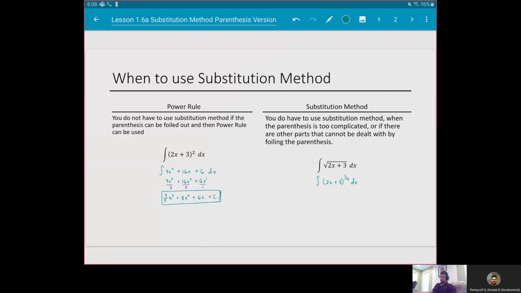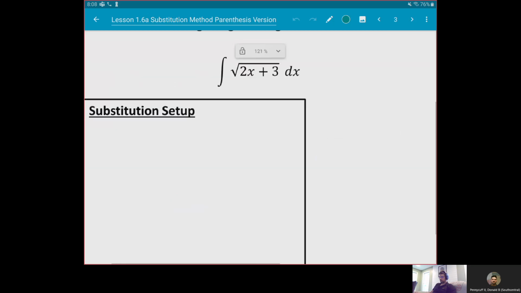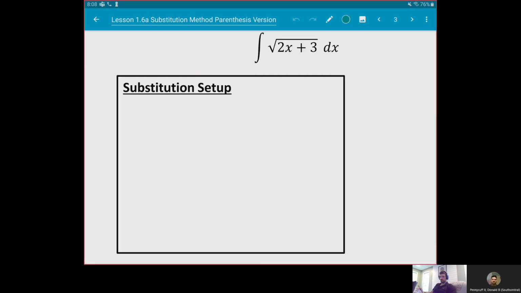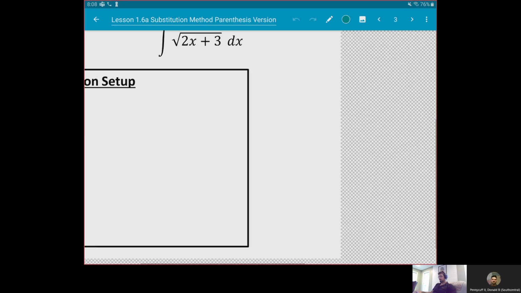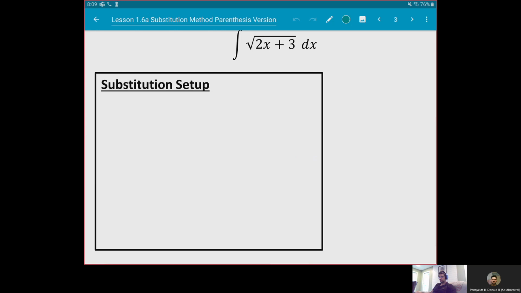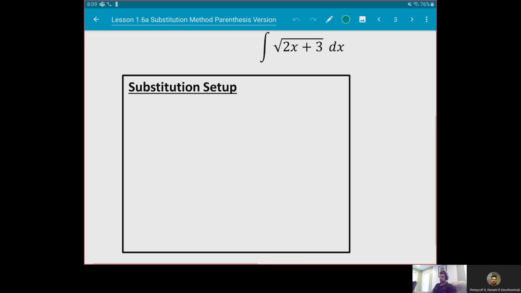So let's actually talk about substitution method. The first thing is substitution method is a multi-step process. You've got the substitution part that's a 3-step process, and then you've got the integration part that I'll do over here. But you have to do the substitution part first.